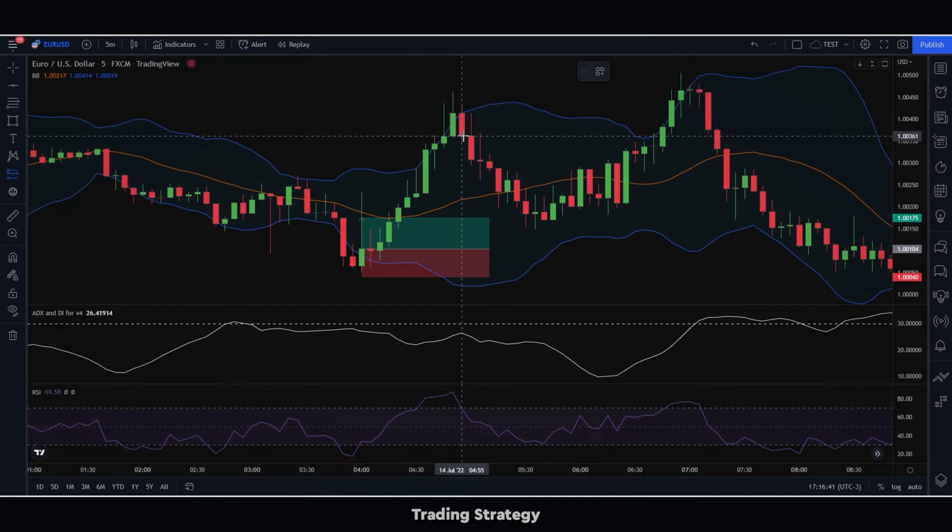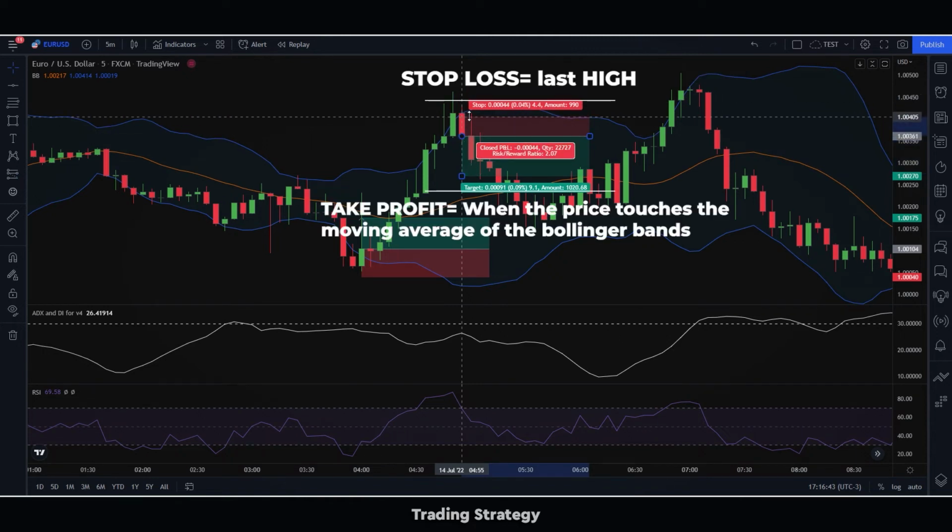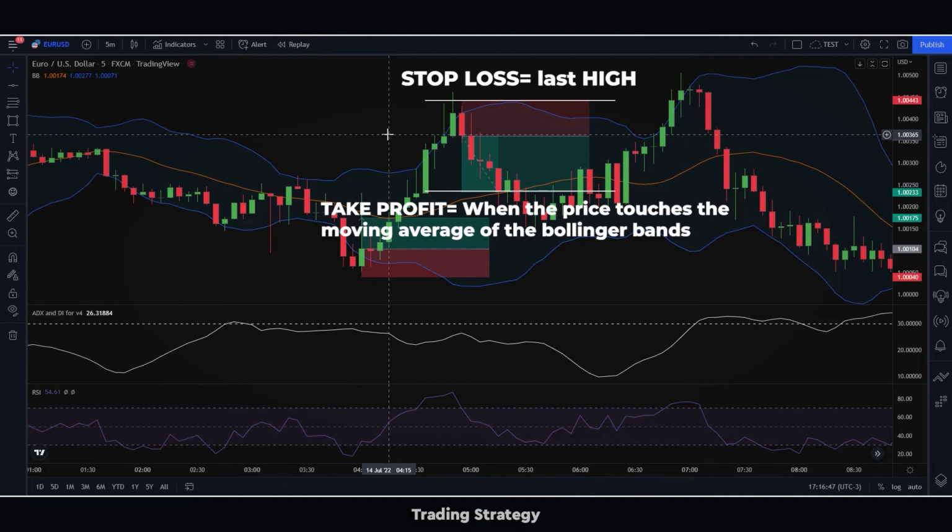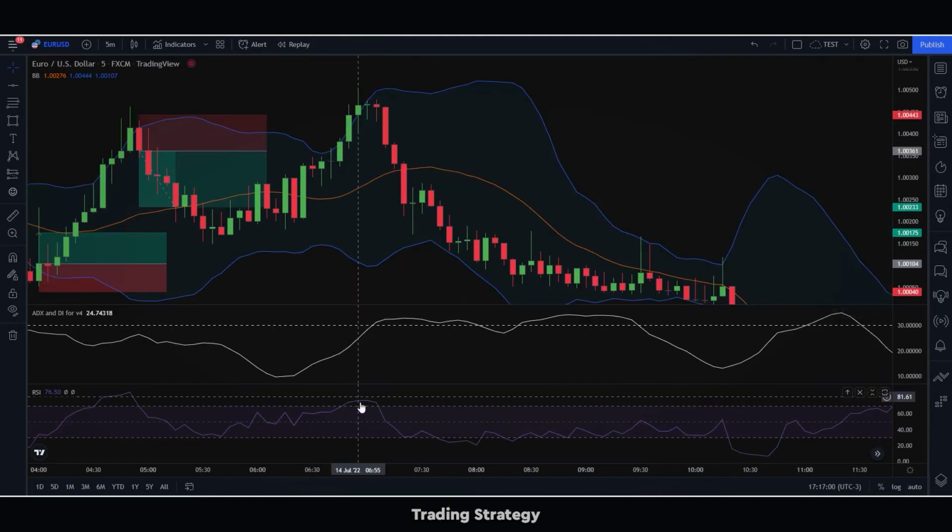Once we make the operation, we will place our stop at the last high and our take profit when the price touches the moving average of the Bollinger Bands. Let's see some more examples.